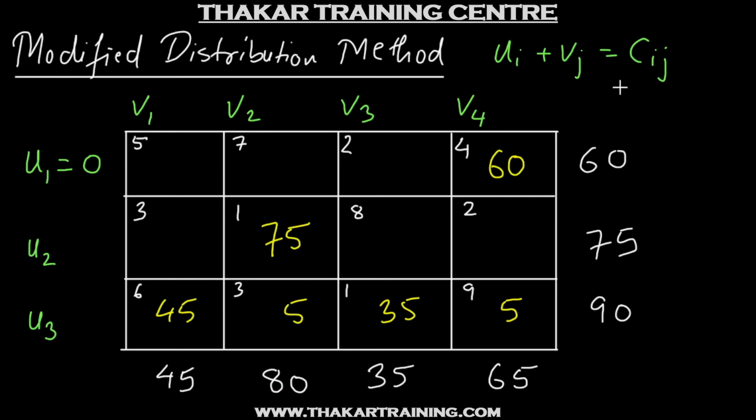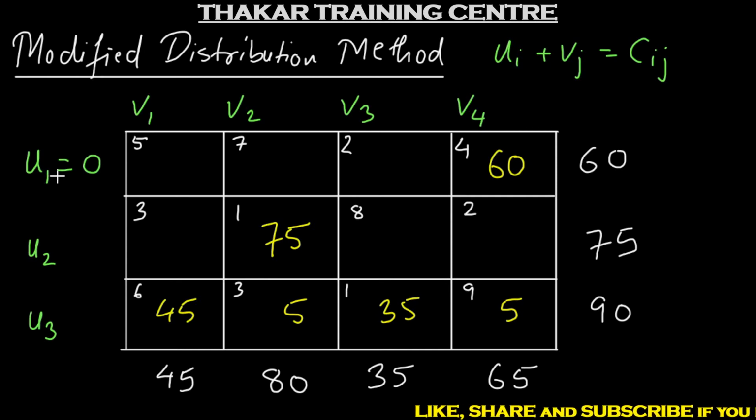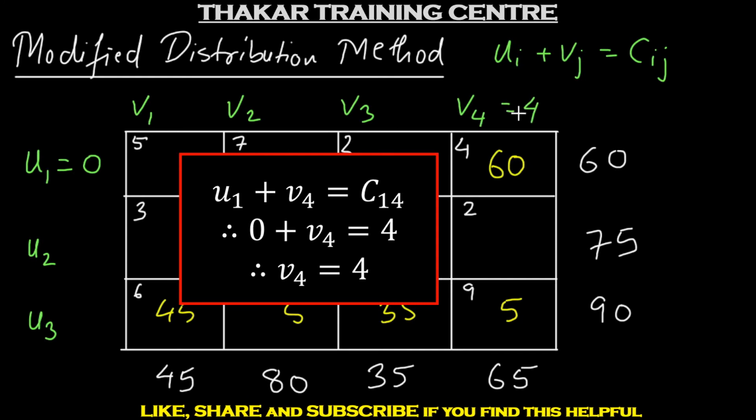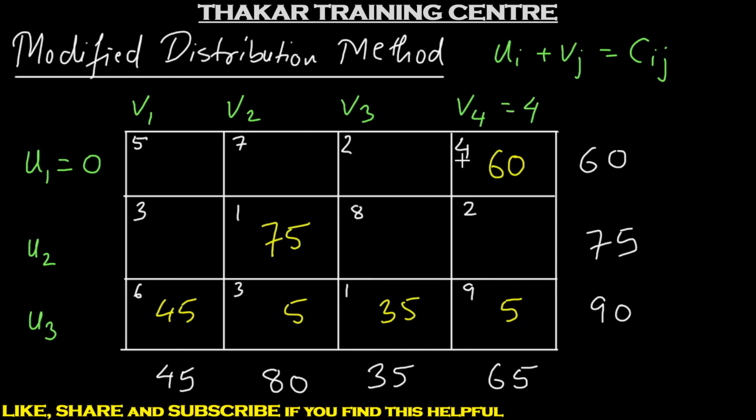So let's now see how this condition is applied. So we know the value of u1, and in this row we have one allocation which is over here. Now the cost Cij for this cell is 4. So u1 plus v4 should be such that it will be equal to C14, which is equal to 4. So if u1 is already equal to 0, v4 should be equal to 4, such that u1 plus v4 will add up to this value of 4.